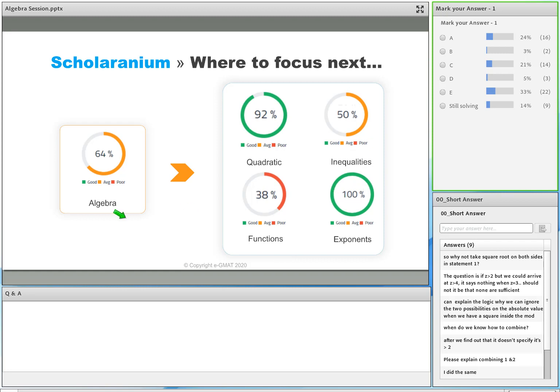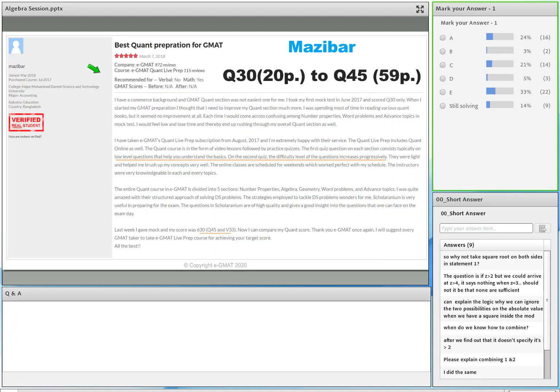Now, where to focus next? Scholaranium gives you this data. So algebra, if you see for this person, is 64%, 38% for quadratic. This is the various topics within algebra. So for a person who's at a 64%, if Scholaranium tells you that functions are where you have 38%, wouldn't you know that that is the main problem? And then inequalities. Why would you spend time on exponents? Why would you spend time on quadratics, right? This is how you have to be smart and how Scholaranium is going to help you be smart and spend your energy in the right places.